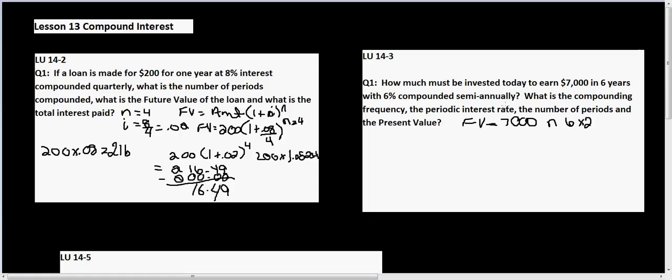Why 2? Because it's compounded semi-annually. Semi-annually means twice a year. 2 times a year I'm going to have to concern myself with interest for 6 years. So the number of periods is actually going to be 12. Now, what about this interest? The interest semi-annually is going to be 0.06 divided by 2. See, we're not multiplying this time, we're dividing because it's half the year, which means the interest is going to be 0.03.